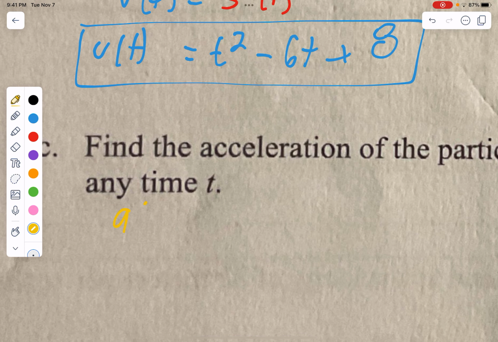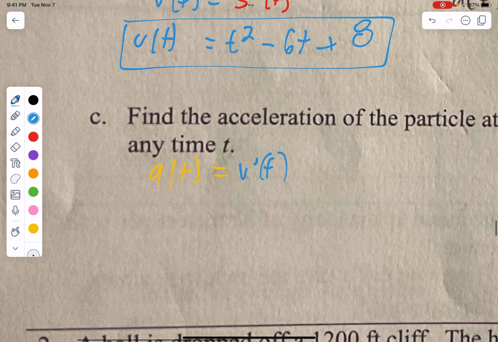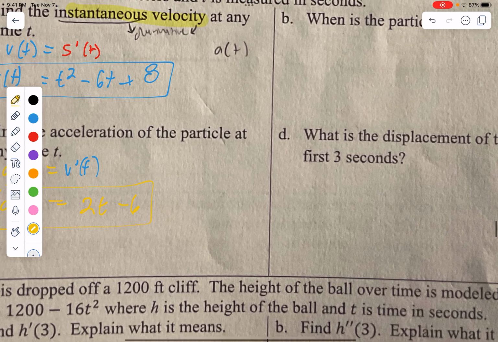Remember that acceleration is literally just equal to the derivative of velocity, which we have found above. So we're just deriving this again. So a of t is equal to 2t minus 6. And that gives you your acceleration of a particle.